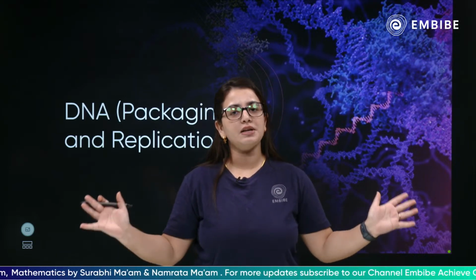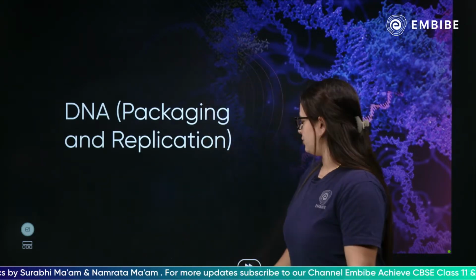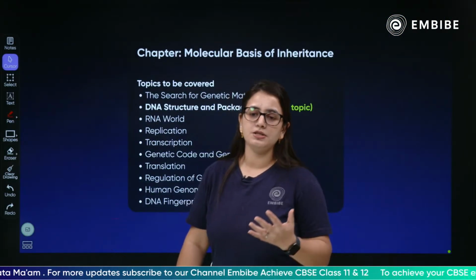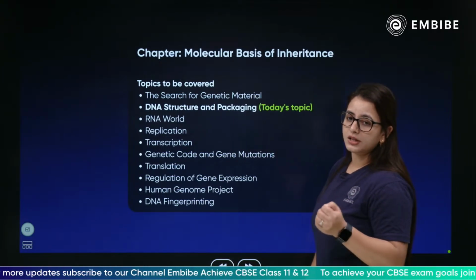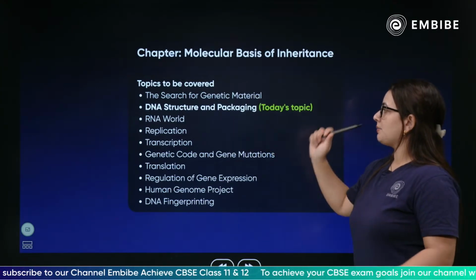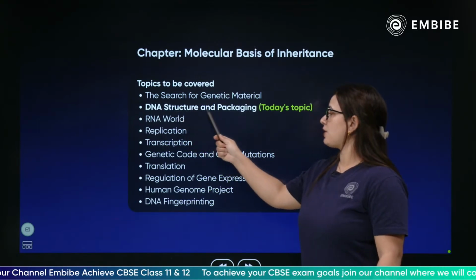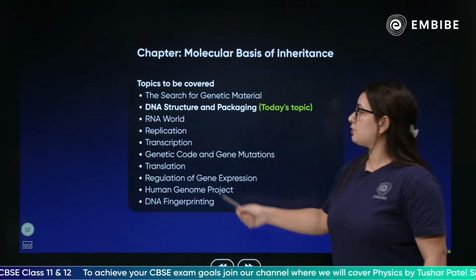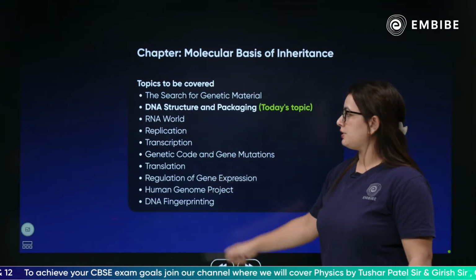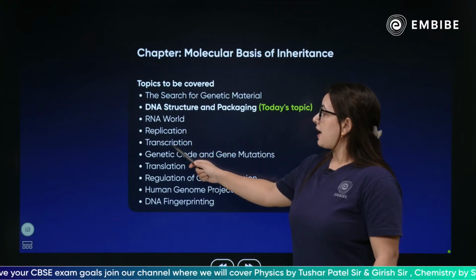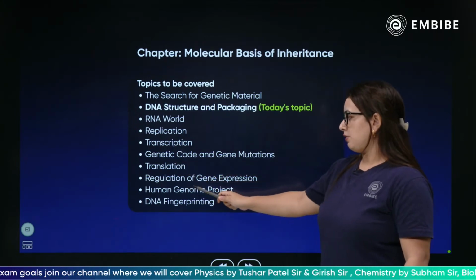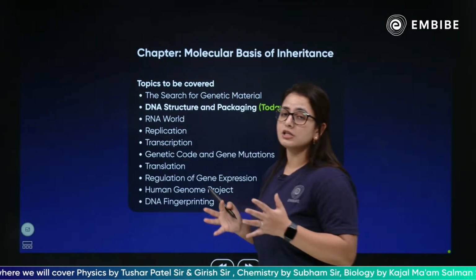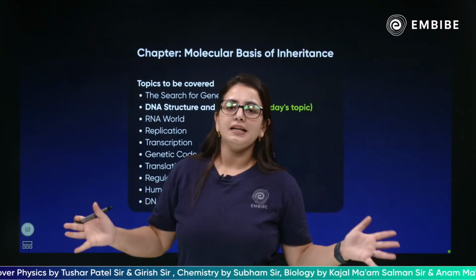So let's start today's session talking about the DNA packaging. Children, this is the chapter on the molecular basis of inheritance, and the topics to be covered in this chapter start with the search for the genetic material. Today we're going to discuss the DNA structure and the packaging, how the DNA is being packed. Next we'll discuss the RNA world, then replication, transcription, genetic code, translation, regulation of gene expression, the Human Genome Project, and DNA fingerprinting. I will try to go as fast as possible so that the chapter gets completed in time.